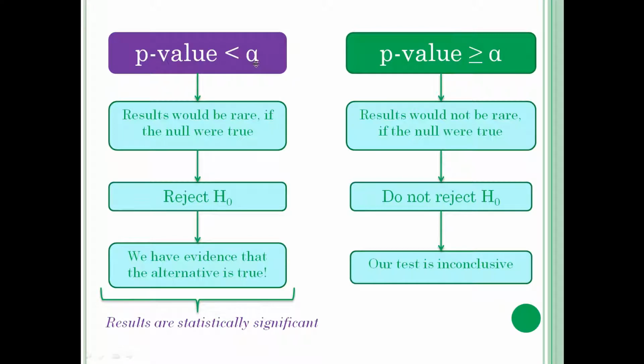Either the p-value is less than alpha, and this means results would be rare if null were true, and that will lead to rejecting the null. And we can say that we have evidence that the alternative is true. These results will be statistically significant. Or p-value is larger or equal to alpha, and in this case we will say that results wouldn't be rare if the null were true. We don't reject the null, we don't accept it either, and we say our test is inconclusive. And in this case, our results will not be statistically significant.